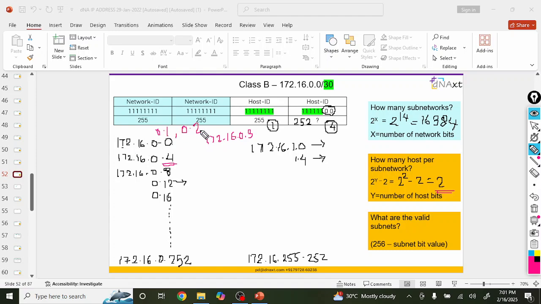172.16.0.1, 172.16.0.2. So only two IP addresses we are getting in each subnetwork. Here 0.5 and 0.6 because 0.7 is the broadcast ID over here. Here you will get 172.16.0.9 and 0.10 because 0.11 is the broadcast ID. 0.12 is where the next subnet starts. Are you getting this? Though you are getting above 16,000 subnetworks over here, you are getting only two valid host IP addresses in each subnet.